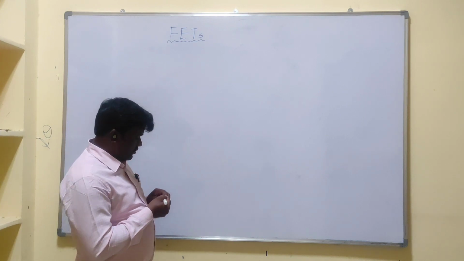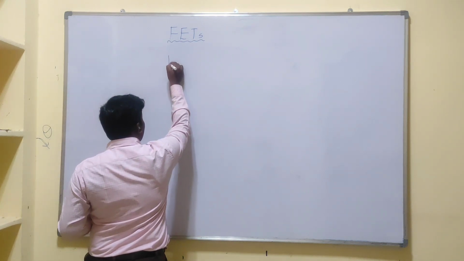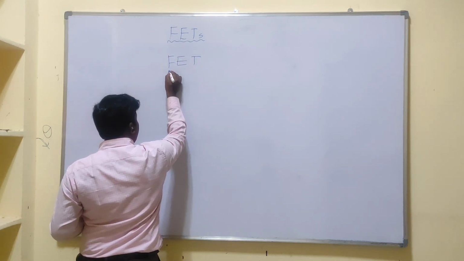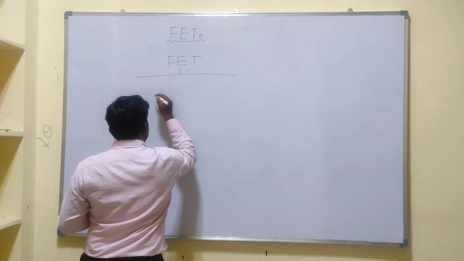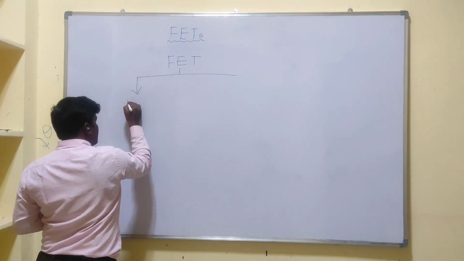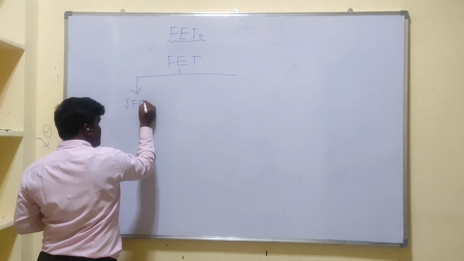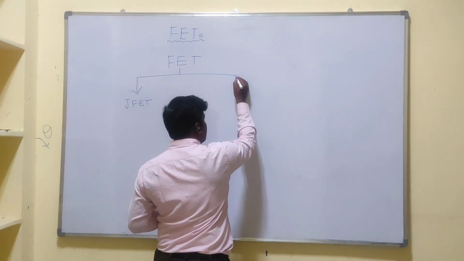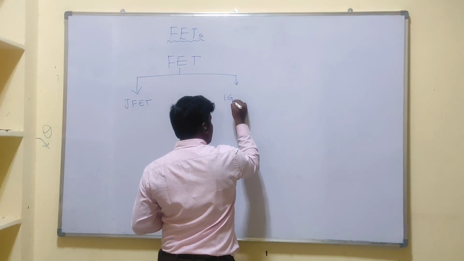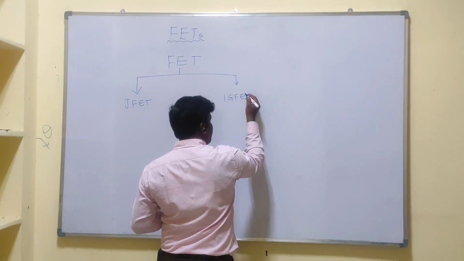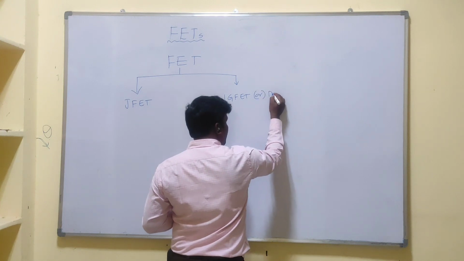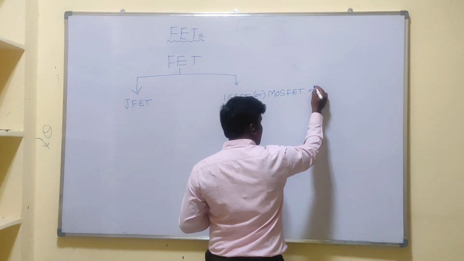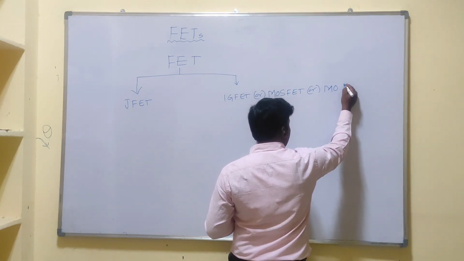In the FETs we have two types. One is JFET, junction field effect transistor, or simply it is called FET. And another one is IGFET, or MOSFET, or it is also called MOST.